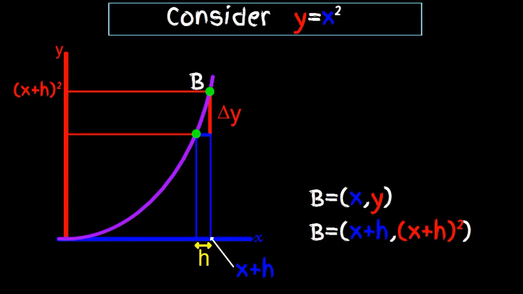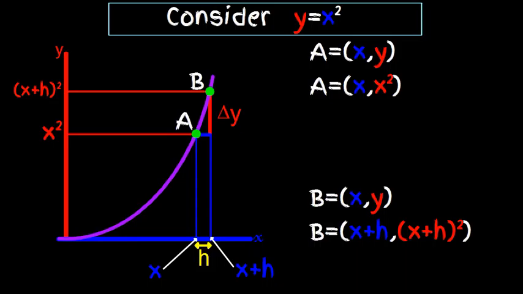The second point on the line, B, also has coordinates of x, y, but its x value is a little bit further along from where A was, and the difference between the two we call h. So B's x coordinate is x plus h, and B's y coordinate is therefore the square of its x coordinate, because our function is y equals x squared. So B's y coordinate is (x plus h) squared. I'll just show them both together there.